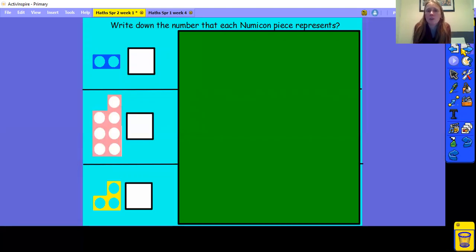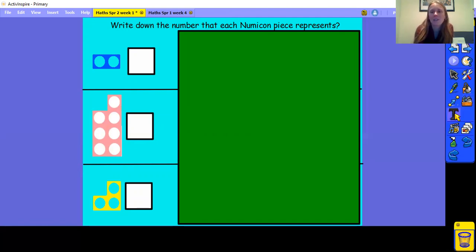Our next little warm-up job is to have a look at the Numicon pieces that you can see. What I'd like you to do is to write down the number that each Numicon piece represents. Pause the video while you have a go at these 3 Numicon pieces. Then come back and we'll check it together.